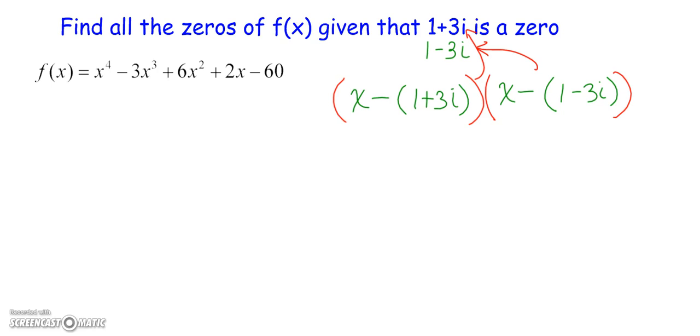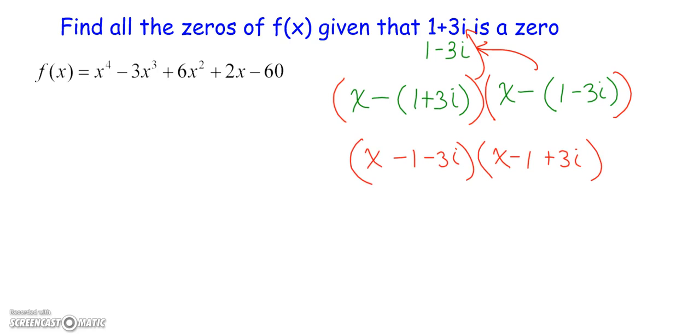Because they're factors, I can multiply them. Multiplying them as is, is tricky, so I'm going to show you a little shortcut. If I just distribute the minus sign, x minus 1 minus 3i, x minus 1 plus 3i.